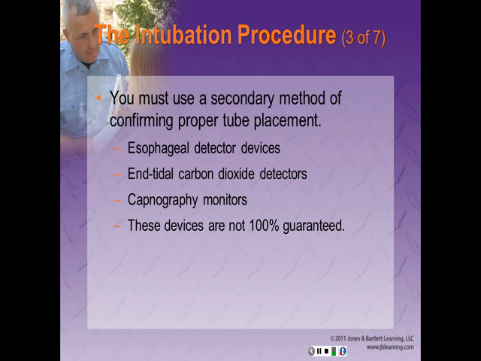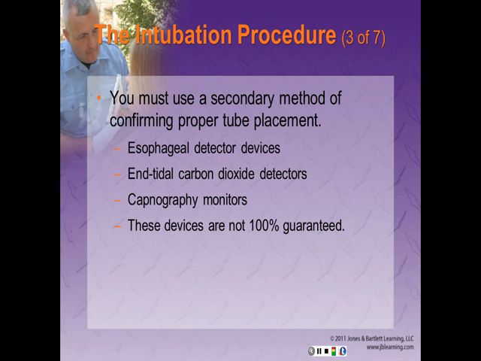It is essential that you use a secondary method of confirming proper tube placement. EDDs, or esophageal detector devices, are designed to connect directly to the ET tube adapter end once the patient has been intubated. Two commonly used devices are a syringe with a plunger and a bulb syringe. The devices work by attempting to withdraw air from the ET tube.